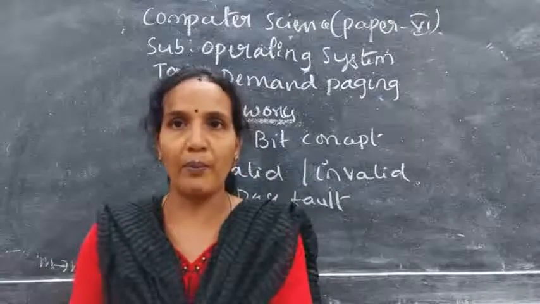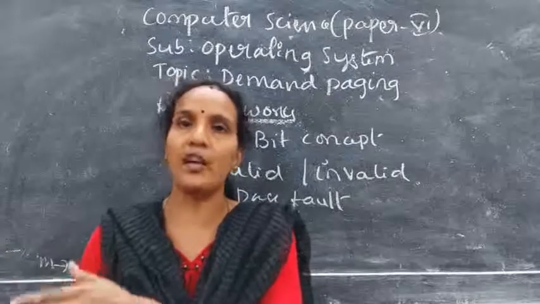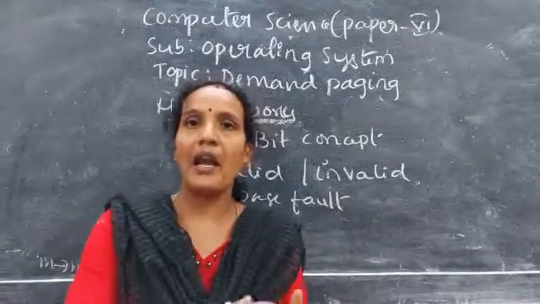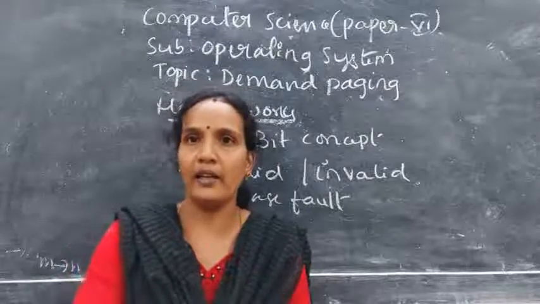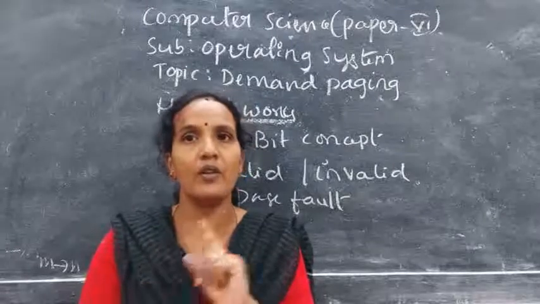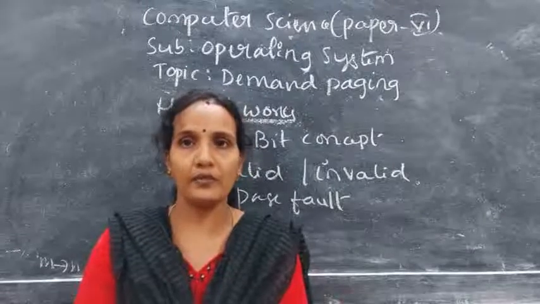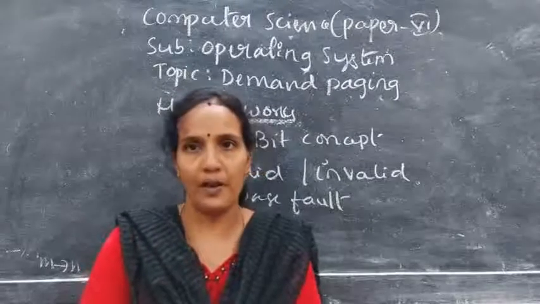If the required page is there in the secondary memory, that page is transferred from secondary memory to the main memory, and the page table is updated accordingly. Means in place of invalid, it will change into valid. So when the operating system transfers the page from the secondary memory to the primary memory, then after transferring, the control is taken back from the operating system.